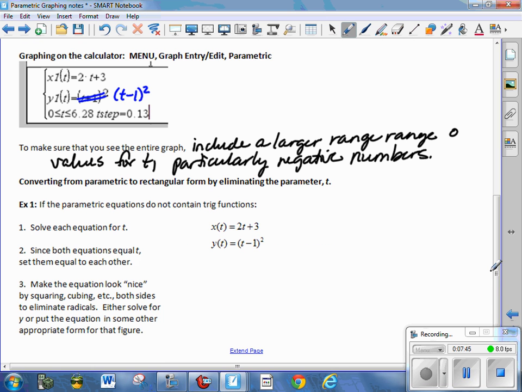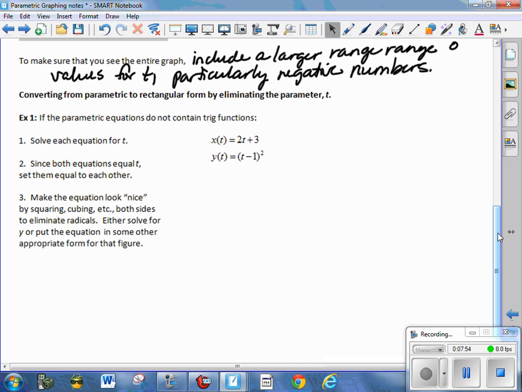Now how do we go from parametric form back to rectangular form? We learned to do that with polar. We're going to do that now with parametric as well. The way you do that is you have a pair of equations. You're going to solve each of the pair for t. So I'm going to just start by writing x equals 2t plus 3 and y equals (t minus 1) squared. So solving the left-hand one, I would subtract 3 and then divide by 2. And that would give me my t.